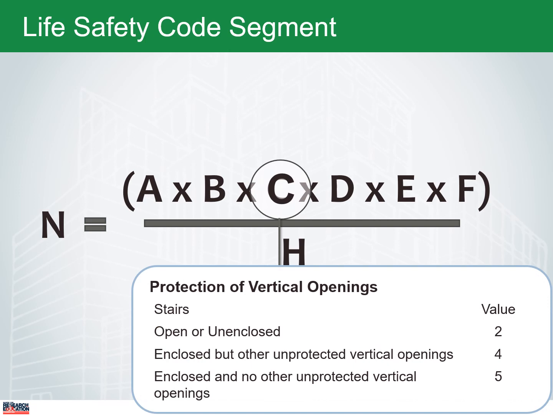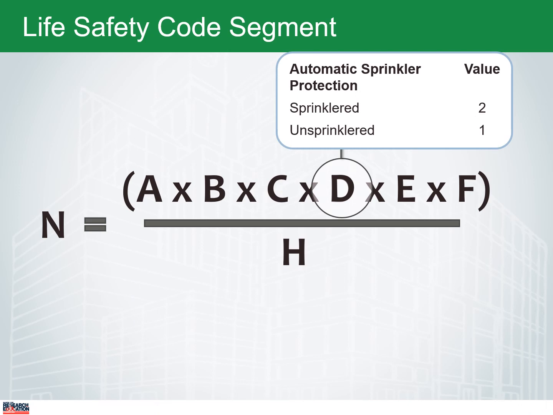The C in that equation identifies the protection of the vertical openings. If there were open stairs or unenclosed stairs, the value of C would be 2. If the stairs were enclosed, but there were other vertical openings that were not protected, C would equal 4. If the stairs were enclosed and there were no other unprotected vertical openings, then C would equal 5. This factor recognizes the importance of protecting vertical openings, as fire spread is known to travel most quickly through vertical shafts. The D in the equation represents automatic sprinkler protection.